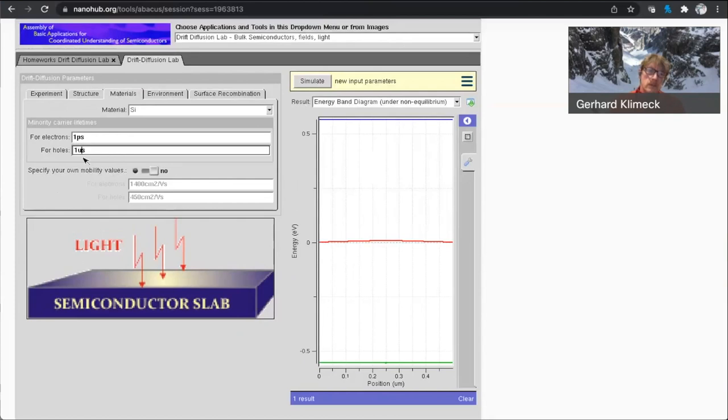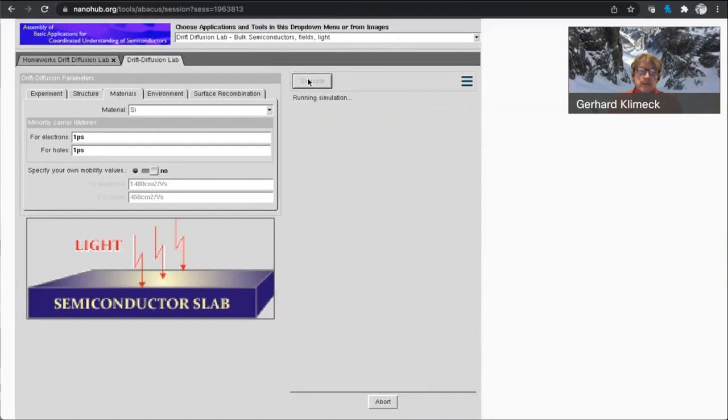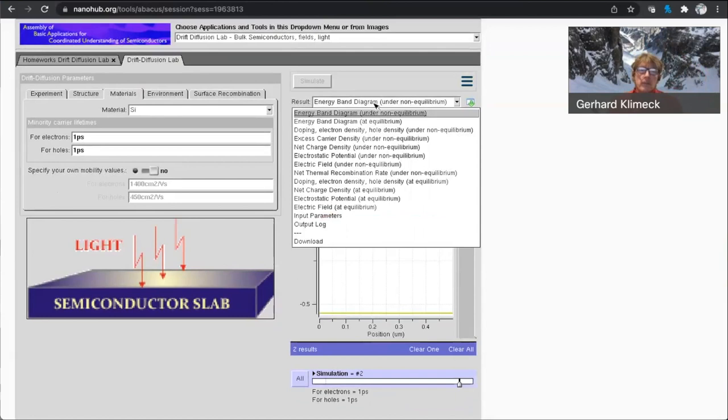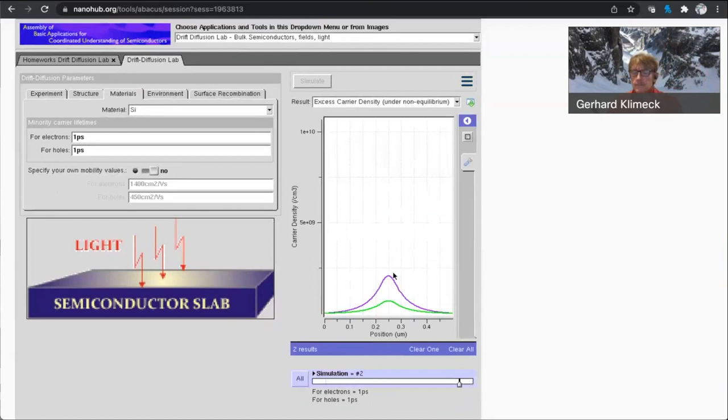What should happen is that the diffusion length should become rather small, and the curves of the distributions of the carriers should be slightly different. So let me compare that here again, excess carrier density. And now you can see that your carrier density is now decaying somewhat exponentially, no longer linearly, compared to the previous case.